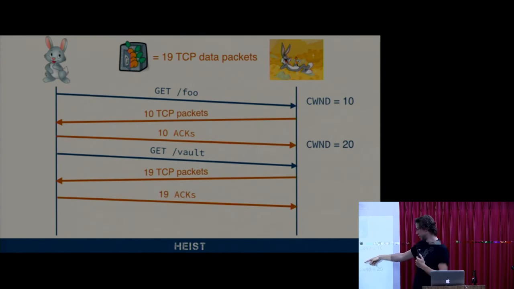Around the same time, Mr. Sniffles sends the request to Vault over the same TCP connection. Because the congestion window is 20 and the Vault is only 19 TCP packets, it can be sent in a single TCP window. Basically this allows the attacker to perform the same attack as we saw with a single TCP window, but now with a larger TCP window.